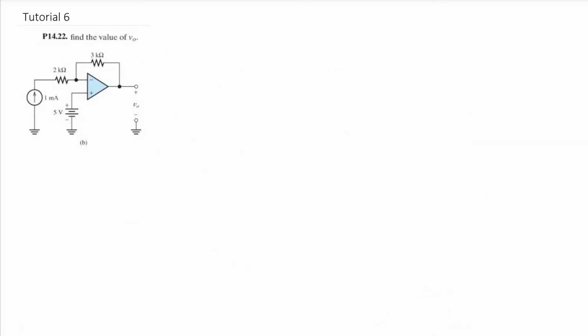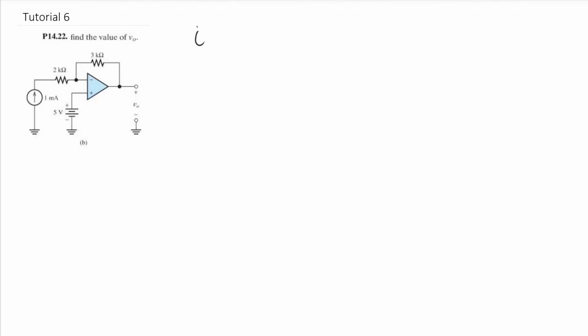Okay, so this question here asks us just to find the value of the output voltage here, VO. Now, when we're dealing with these op-amp questions, we need to remember our two golden or ideal rules, and that's a really good place to start.